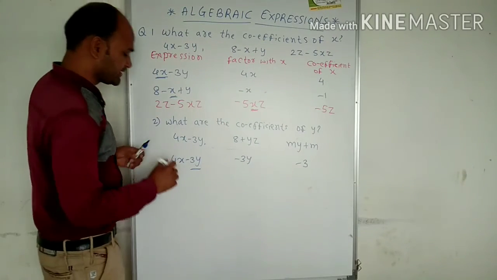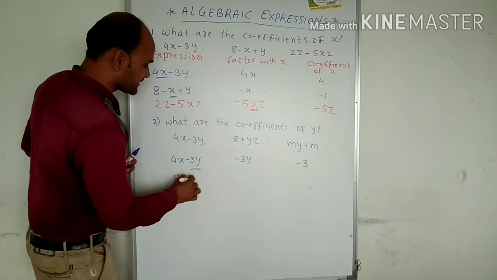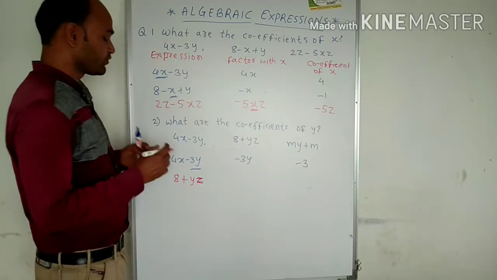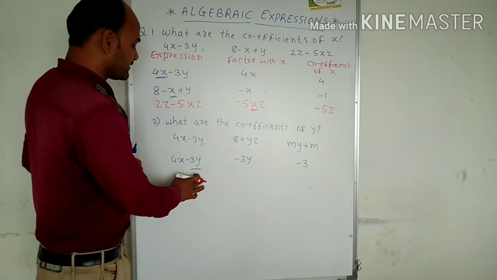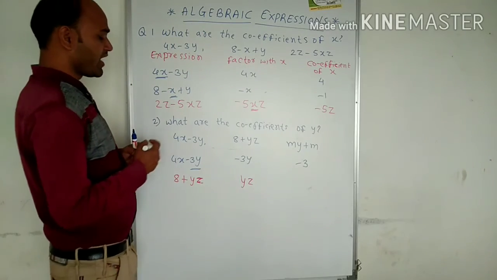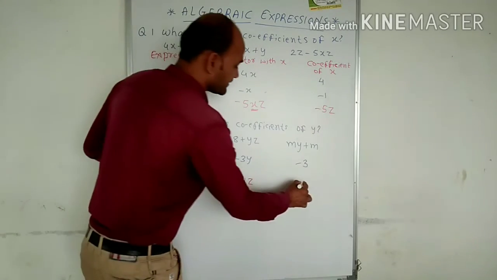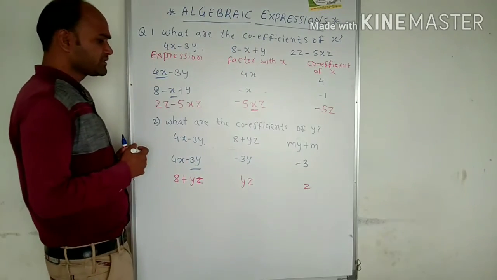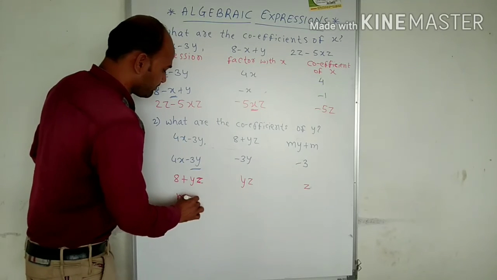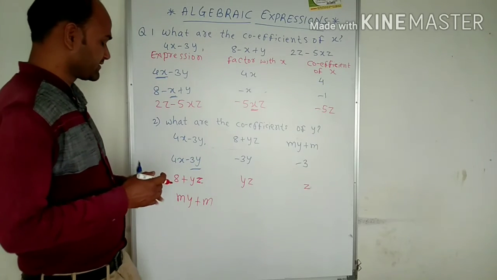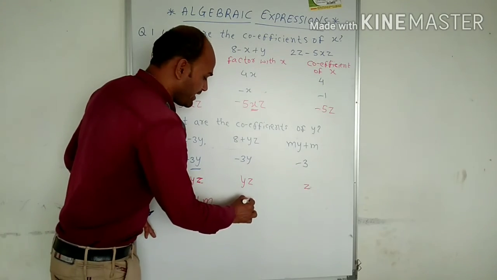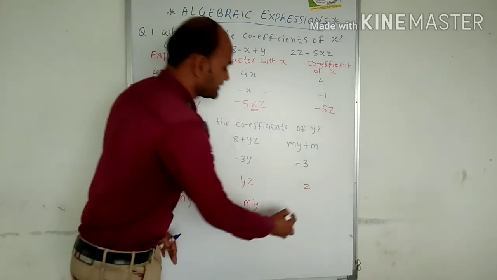And the next question is 8 plus yz. So what are the terms which have the y here? The term which has the y is yz. So what is the coefficient of y? The coefficient of y is nothing but z. And also we can see here the next expression, that is my plus m. The term which has y is my, and the coefficient of y becomes m.